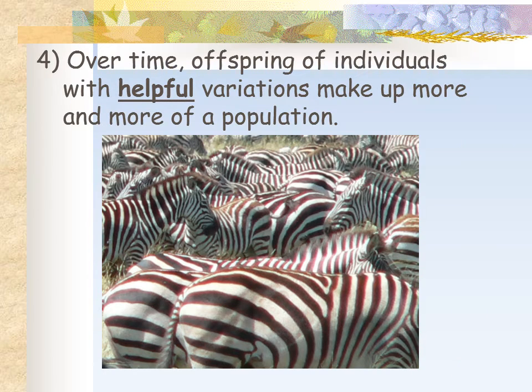Number 4, over time, offspring, babies, children of individuals with helpful variation make up more and more of the population. And you can imagine the ones with the unhelpful variation die off.